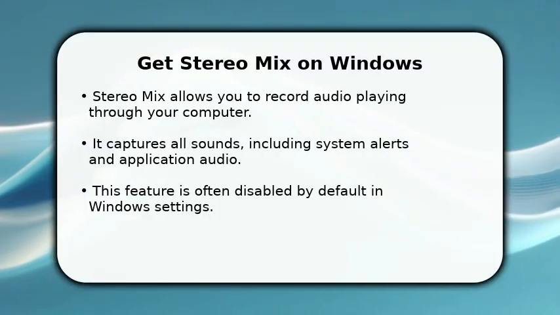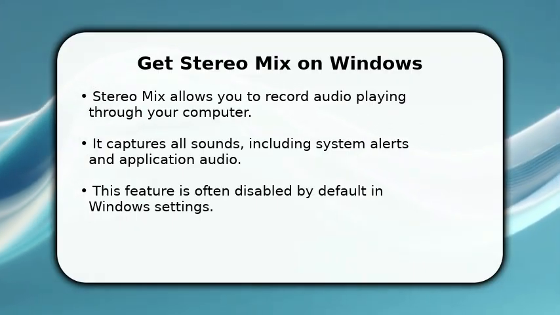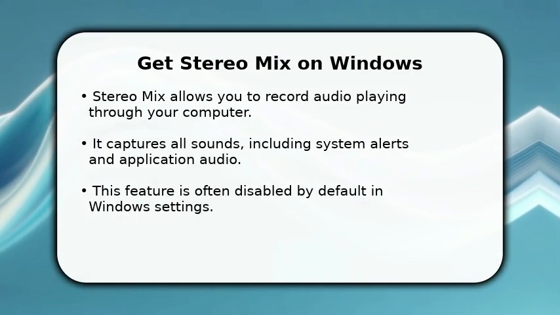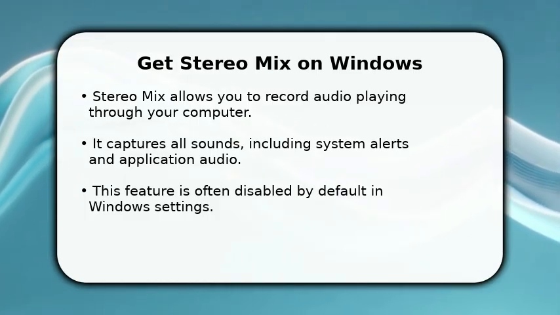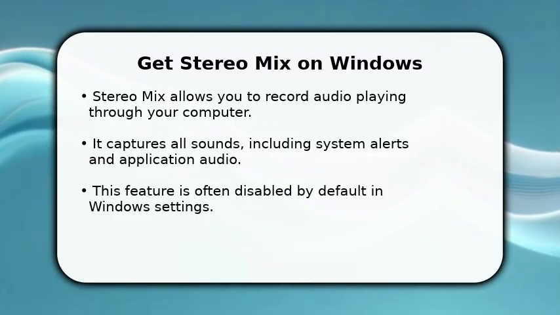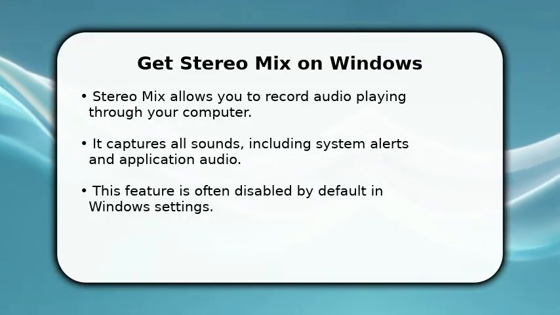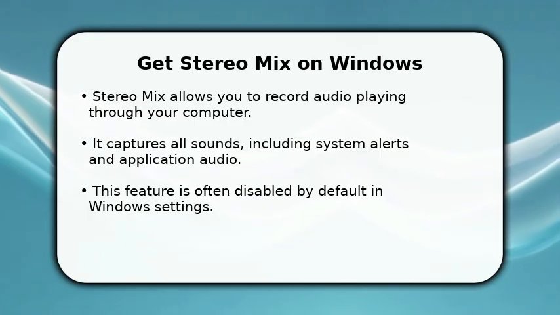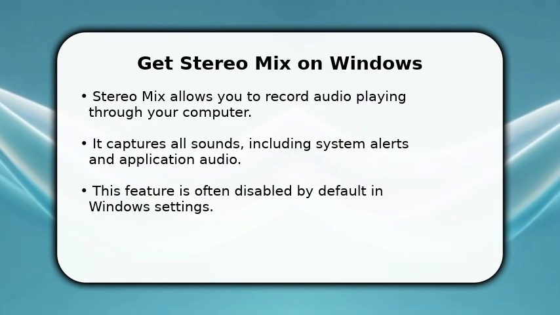In this video, I will explain how to get stereo mix on Windows. Stereo mix is a powerful feature that lets you record exactly what you hear coming from your computer speakers or headphones. This includes everything from music and video playback to system sounds and application audio. It's incredibly useful for creating tutorials, capturing game audio, or even just recording a quick voice note with background music. While it's often hidden, enabling it is quite simple.